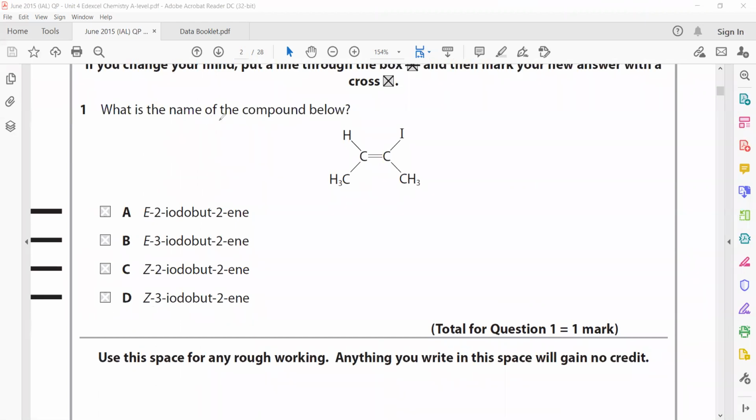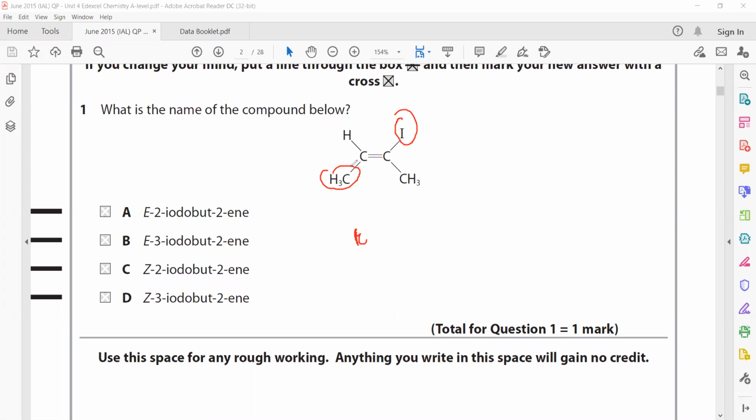In the first question, what is the name of the compound below? First, it's a geometrical isomer. Either it can be E or Z. Z means that the two heavy groups, the priority groups, are on the same side. But when we check here, iodine with methyl, so iodine is the heavy group and methyl, so it should be E. So heavy groups are on the opposite sides.